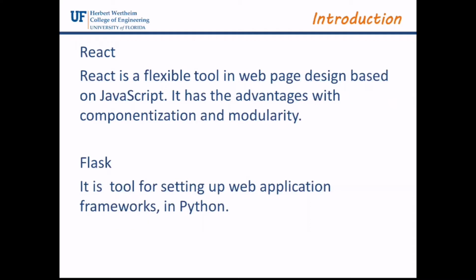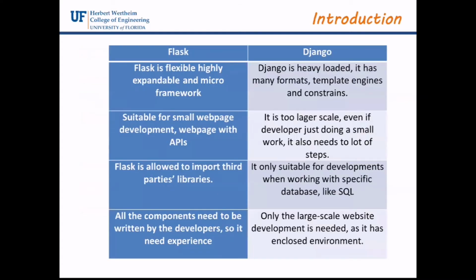Flask is used to construct web application frameworks in Python. The backend is all based on Python, because it is a machine learning model and Python makes that easier. But based on Python, there are two mainstream tools: one is Flask, and the other is Django. I compared the pros and cons of both tools.